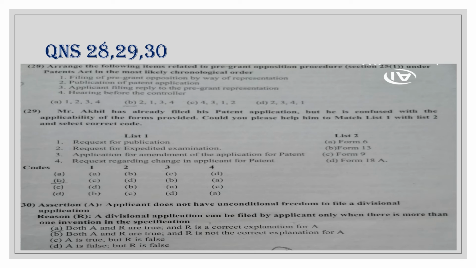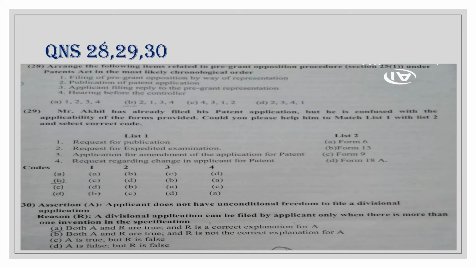Why is it B? Because the first activity should be point number 2, that is publication of patent application. Then the activity should be point number 1, that is filing of pre-grant opposition by way of representation. Fine. And the next activity should be point number 3, that is applicant filing reply to the pre-grant representation. And the last activity should be hearing before the controller. That's why the correct option here is option B.